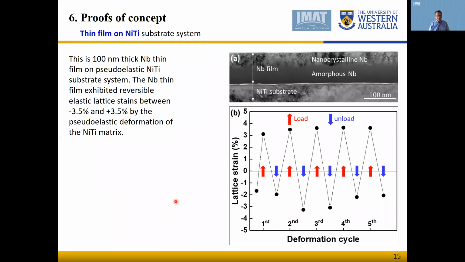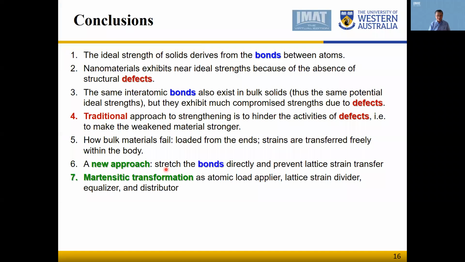Okay, there's one more here. This is a metallic thin film. We can deposit niobium, cobalt, nickel, palladium onto a nickel titanium substrate. And by deforming the substrate in a pseudo-elastic manner, the film, which is not directly loaded by the external force, is able to deform elastically between -3.5% and +3.5% repeatedly and reversibly, induced by the substrate. These are only a few examples, and we have done more. So basically they show the proof of concept.